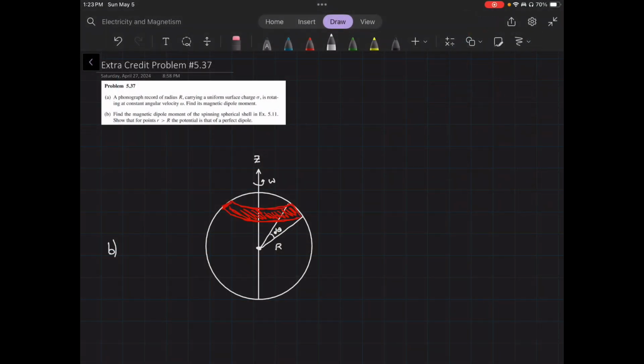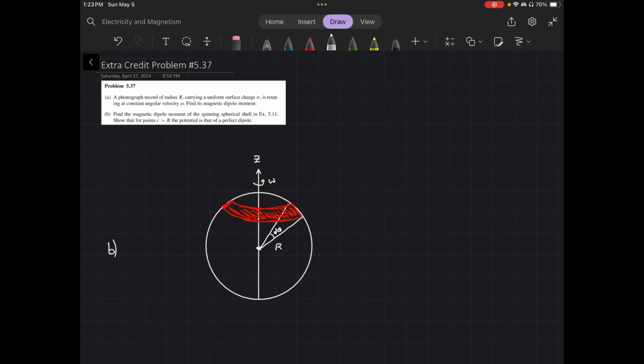Okay, so part B says find the magnetic dipole moment of the spinning spherical shell in example 5.11, which I've drawn below. Show that for points r greater than the radius of the shell, the potential is that of a perfect dipole. So what we're going to do is something similar to part A, where we start with this shaded ring, and then we put everything in terms of theta, so we can integrate over the surface, which makes that shell.